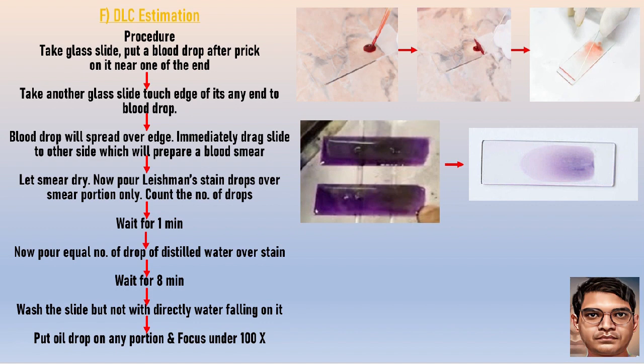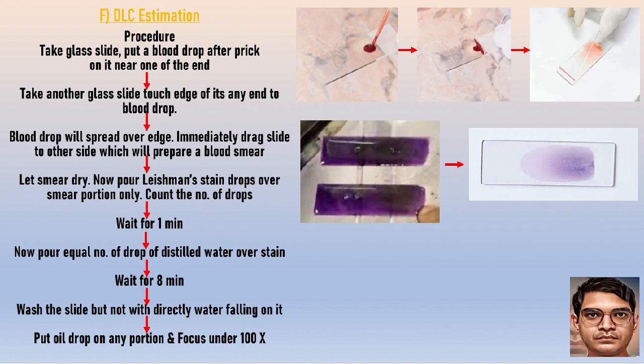Next practical is differential leukocyte count. In this, you need to take a glass slide, put a blood drop after prick on this glass slide near one of its ends. Now take another glass slide, touch its edge to the blood drop. The blood drop will spread over this edge. After this, immediately drag the slide to the other side. This will prepare a blood smear. Now let this blood smear dry.